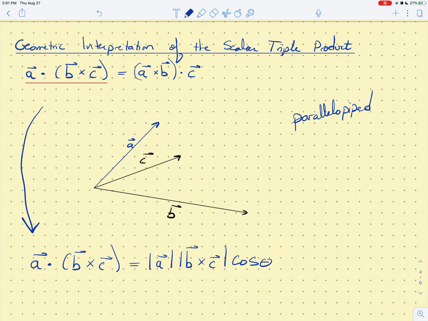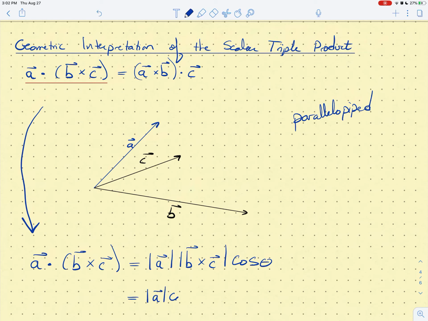Do you agree? Anytime you have the dot product of two vectors, it's the length of one times the length of the other times the cosine of theta, where theta is the angle between them. Now I'm going to rearrange things ever so slightly just to help us see.